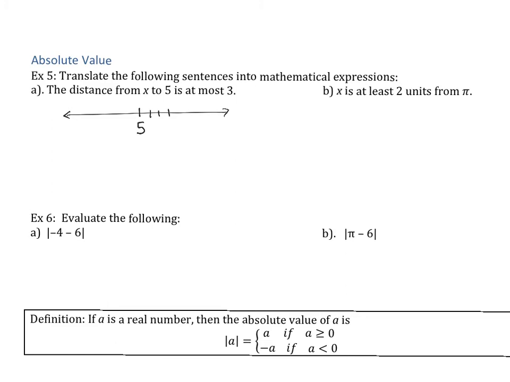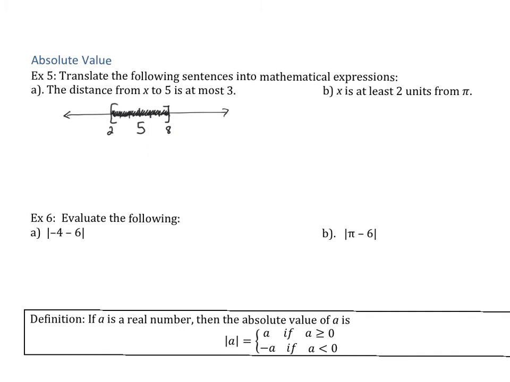So x could be 5.1. x could be 6, because the distance between whatever number x is and 5 just has to be anything less than 3, right? It's contained within there. So it can go up to 8. It can go down 1, 2, 3. So it could go down to 2. Any of these numbers. So I'm going to let x be represented by shade, because it's all those infinite numbers that would make that sentence true.